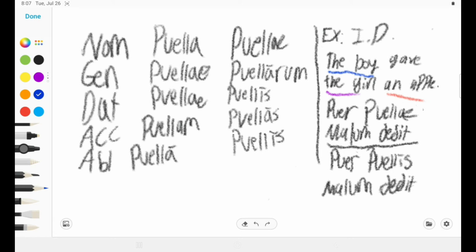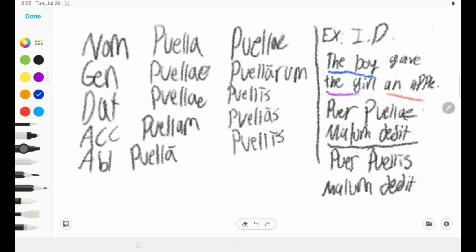Now you're probably like, hold up a second. I've seen puellae before. And you're not wrong. It's because it's in the nominative plural, it's in genitive, and it's also in dative. And you're probably like, hold up, that makes no sense. And that's because Latin makes no sense, and the Romans hate you. So how do we know what it is in this sentence? How do we know that puellae is not nominative plural or genitive or dative?